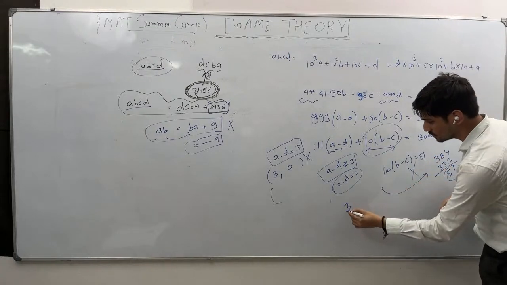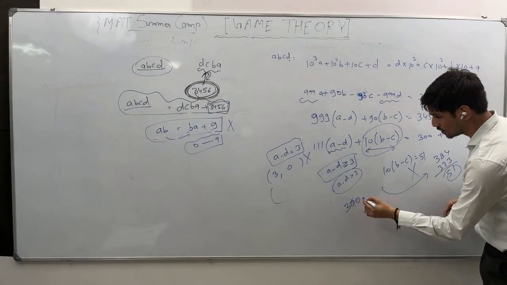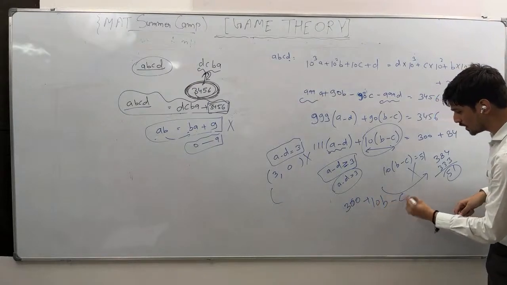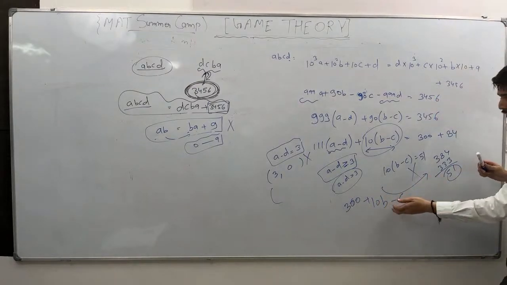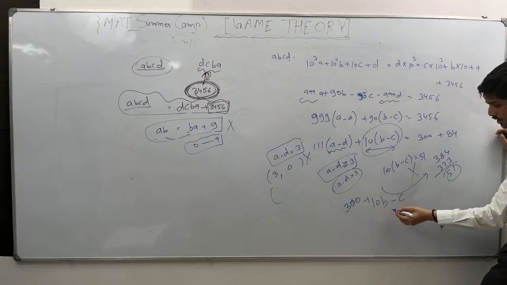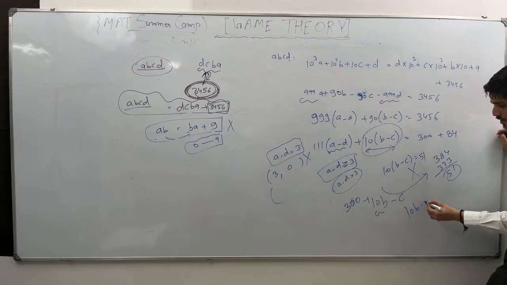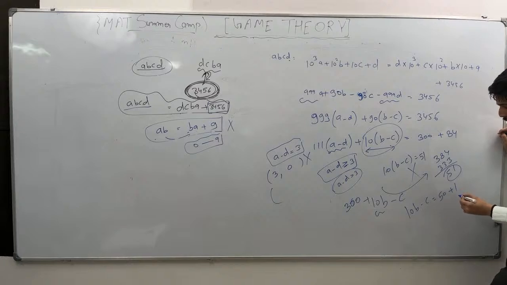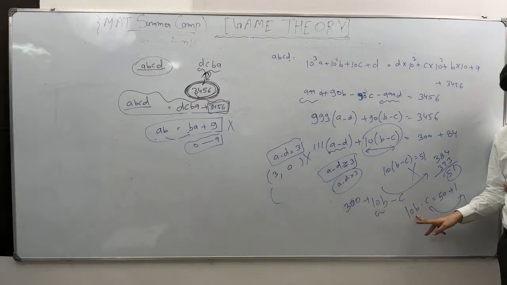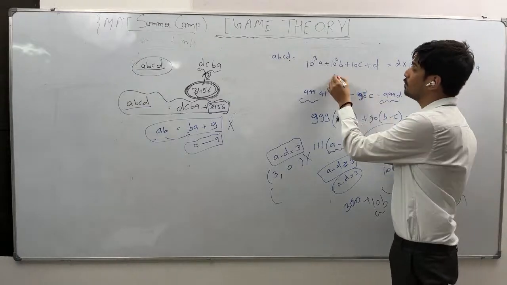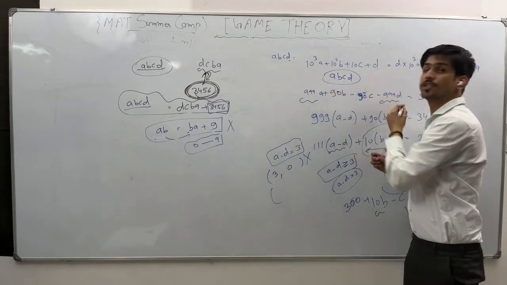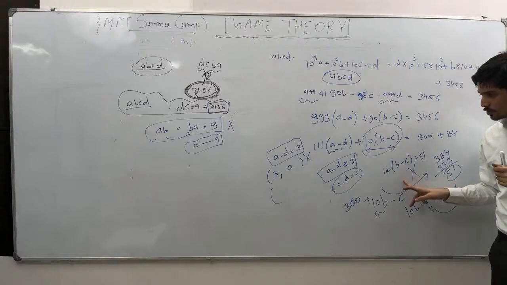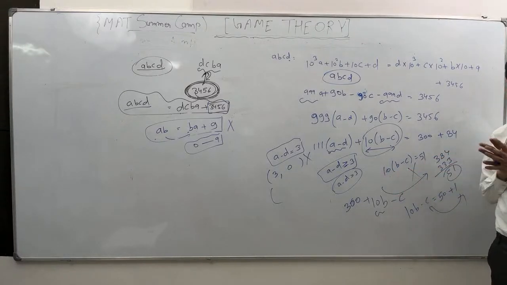300. 10 into b, 10b minus c. Then what will you take for c? 10b minus c is 51, so you can say 50 plus 1. Then the problem will be with c. C cannot be negative, right? If you take b as 5, then 10b is 50, then 50 minus 1. C cannot be negative because a, b, c, d are digits. So you cannot take it like this.